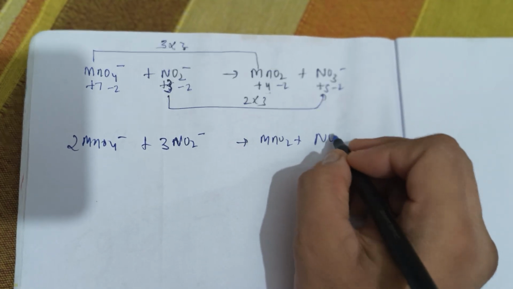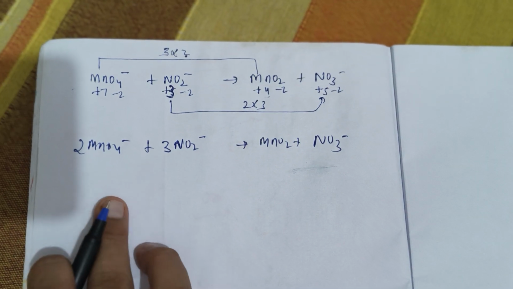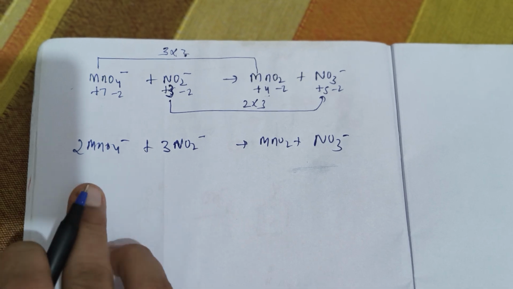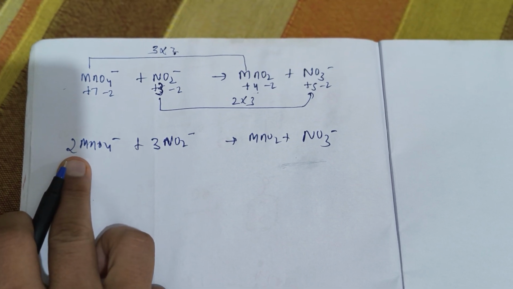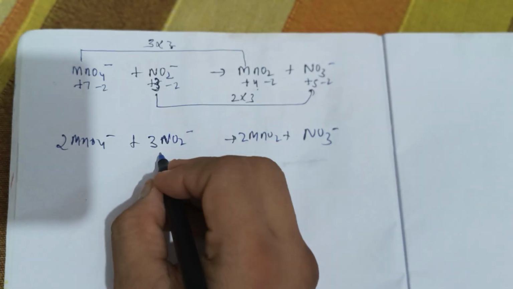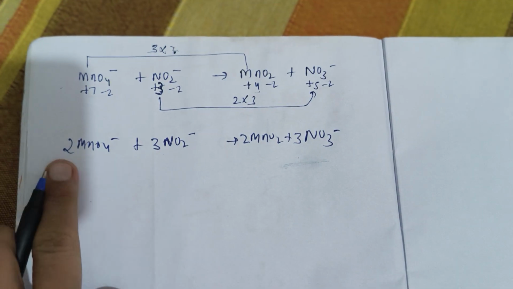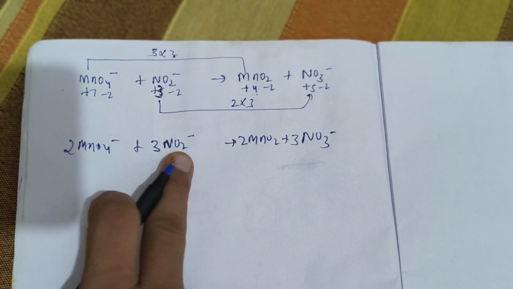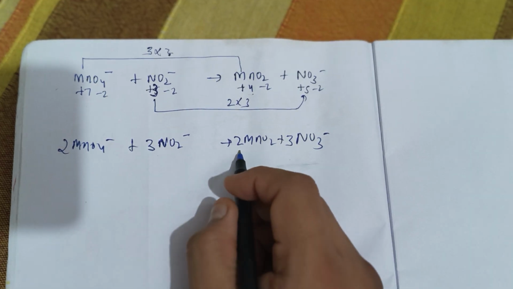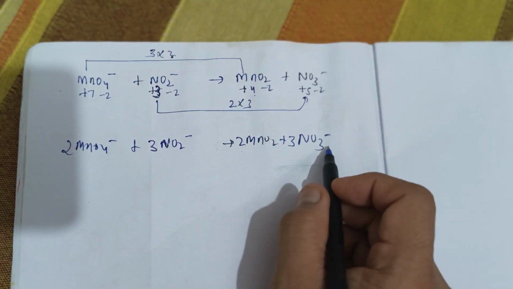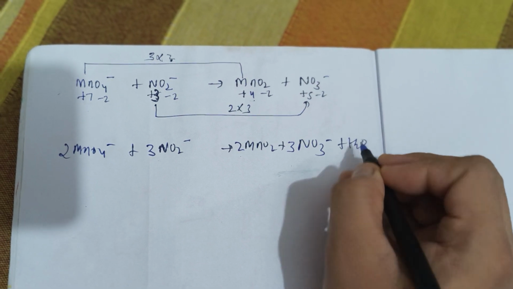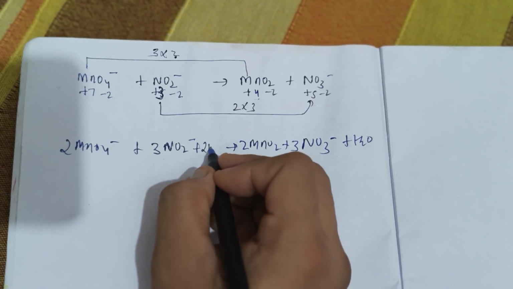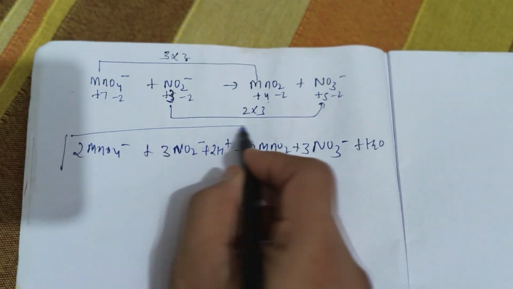Okay, now the rule is to balance any other atom except H and O. So how many Mn are here? 2. So 2, 3 and 3. Now how many O? 2 4 the 8, 8 and 6, 14. How many O? 2 to the 4, 4 and 9, 13. So 1 water, and here it will be 2H plus to balance the H. This is your balanced equation.